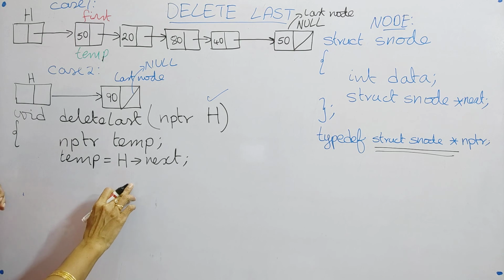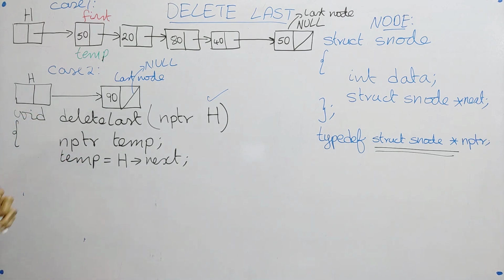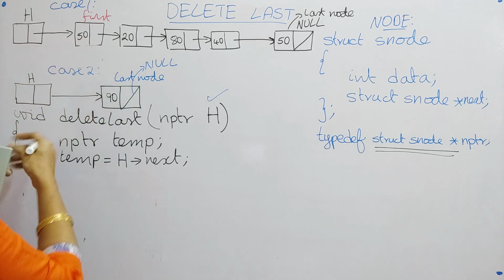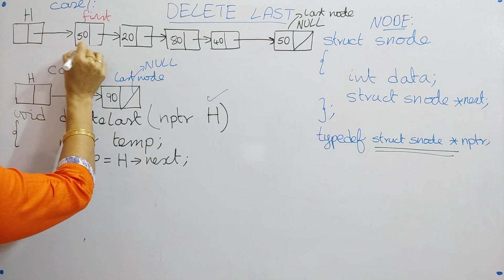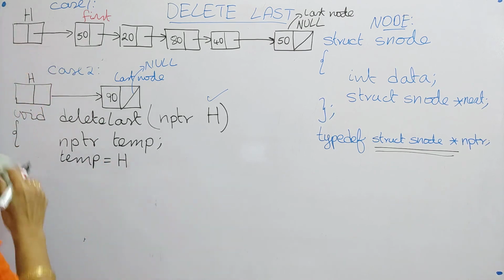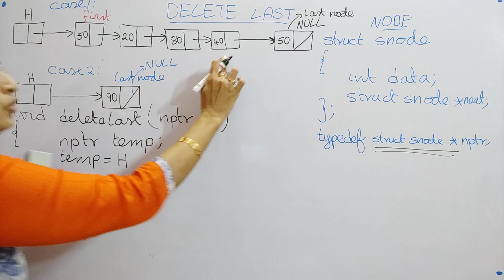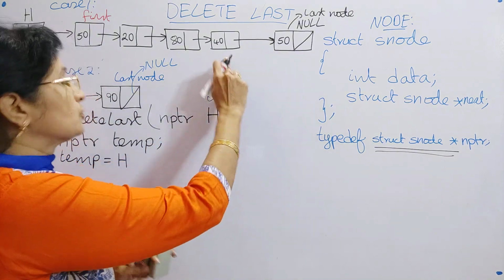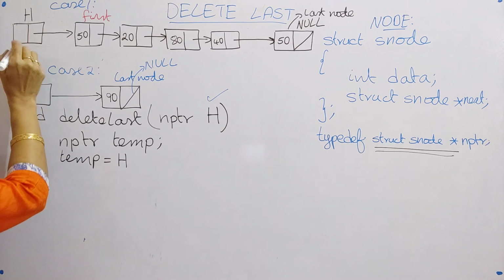If the list is empty, then the value of temp will be null. Okay. So now, if you want, you can start from here, or, for example, I will start from H. I will start from H, so that I will have the address of this node and also this node, because temp next will give you this node and this node. So that's why I will start temp from here.